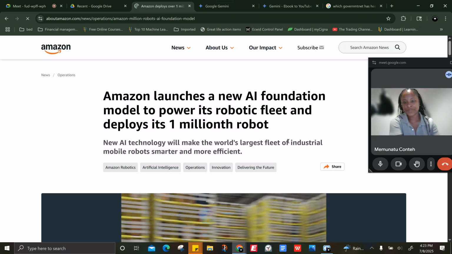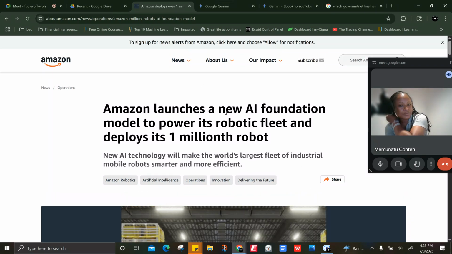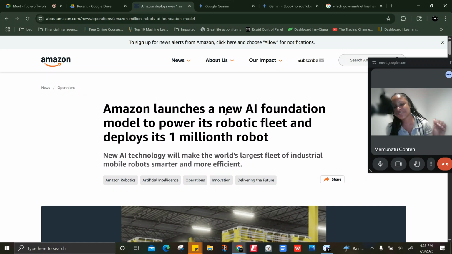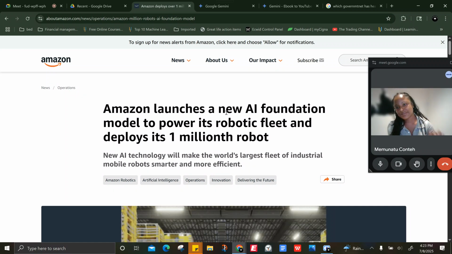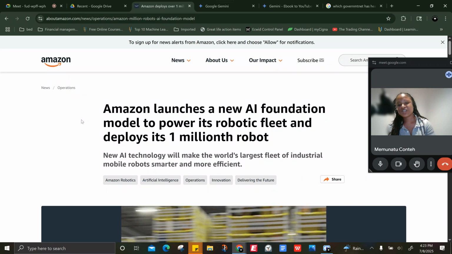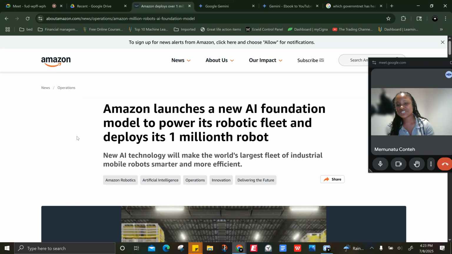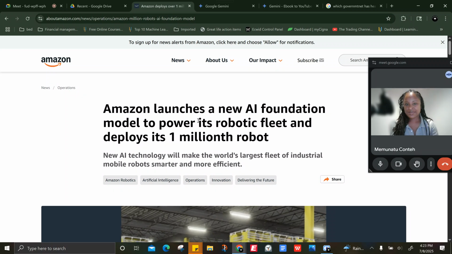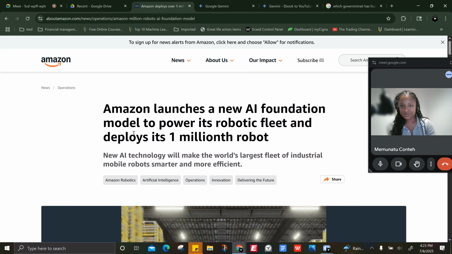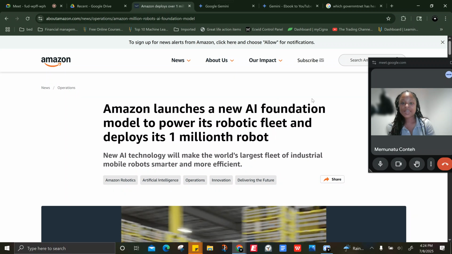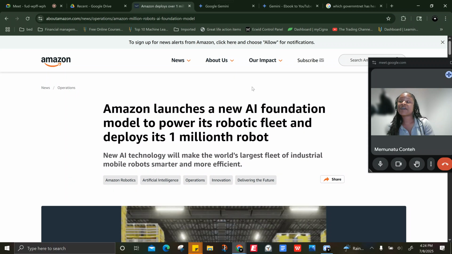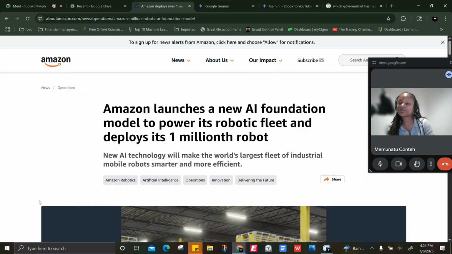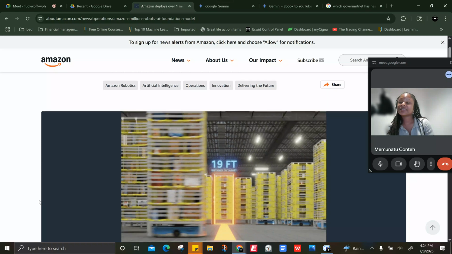June 30th, 2025. Amazon launches a new AI foundation model to power its robotic fleet and deploys its 1 millionth robot. So Amazon has already been using robots with AI, okay? They deployed their 1 millionth. New AI technology will make the world's largest fleet of industrial robots smarter and more efficient. Wait, let me just read that to you so we can make sure we understand. AI foundation model to power its robotic fleet and deploys its 1 millionth robot. That means they have AI inside robots and they delivered their 1 millionth robot. So there are 1 million robots out there that Amazon built.